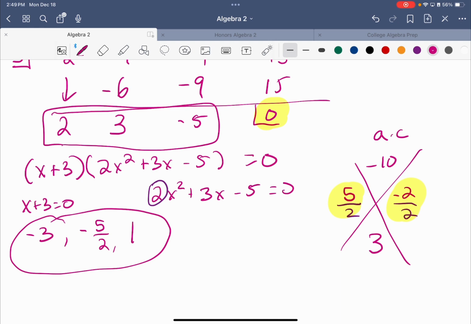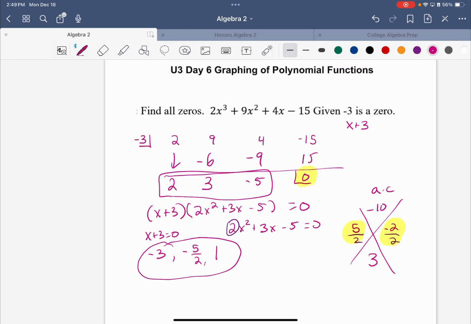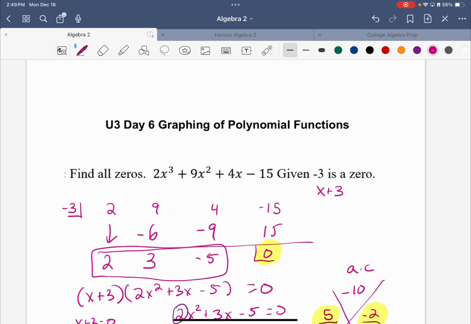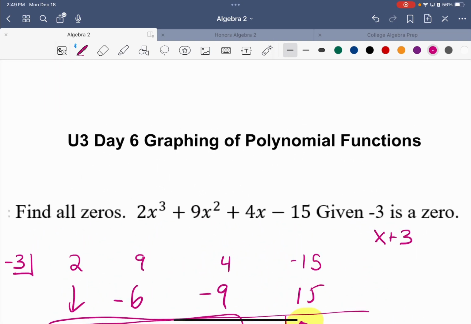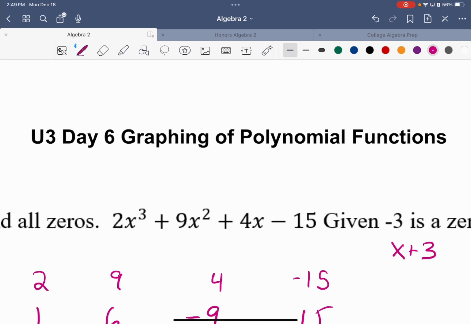So now what we're going to do today and how we're going to use this today. Today we're going to use those zeros plus a couple of other things to work on the last section of this chapter, which is graphing polynomial functions. So we've added them, we've subtracted them, we've multiplied them, we've divided them. We found the zeros in a number of ways. Now we're going to go ahead and graph them.